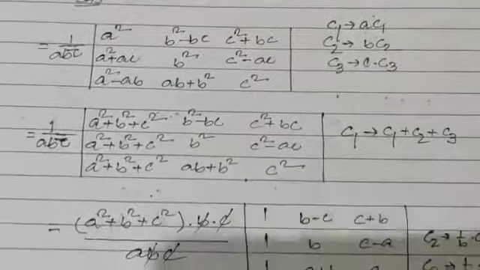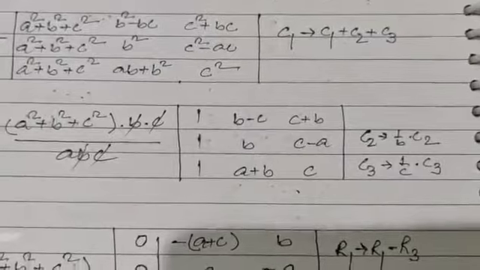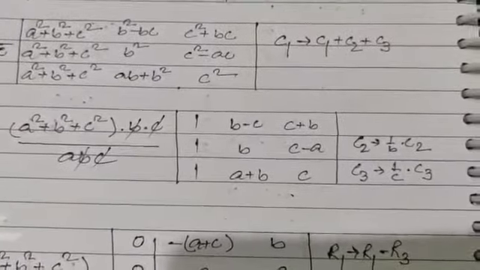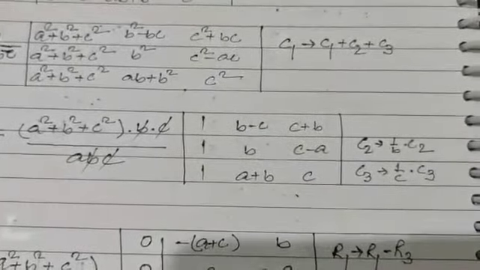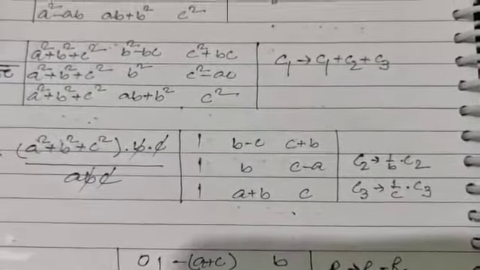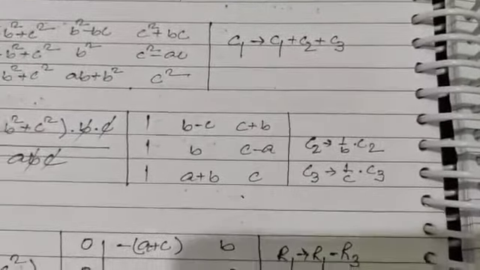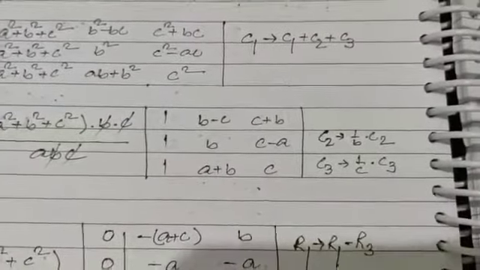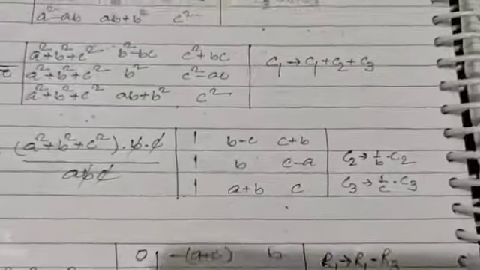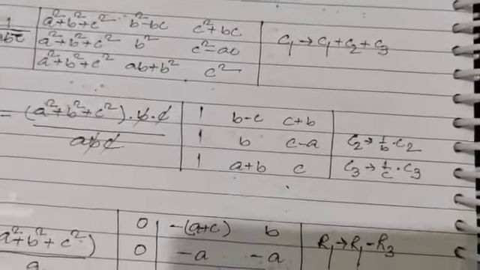So a square plus b square plus c square is a common factor in the first column, and if we bring b from the second column and c from the third column, bc will also come out, which will be cancelled, and only a will remain in the denominator. It will be a square plus b square plus c square by a, and the first column will be 1, 1, 1, the second column will be b minus c, b, a plus b, and the third column will be c plus b, c minus a, c. The operations written are c2 as 1 by b into c2, c3 is 1 by c into c3.